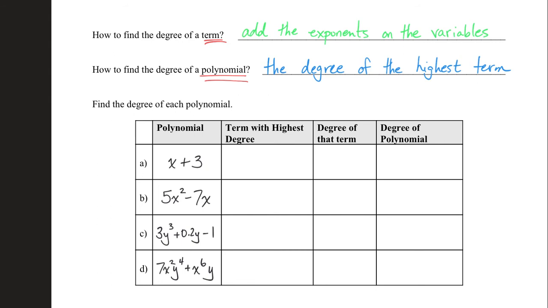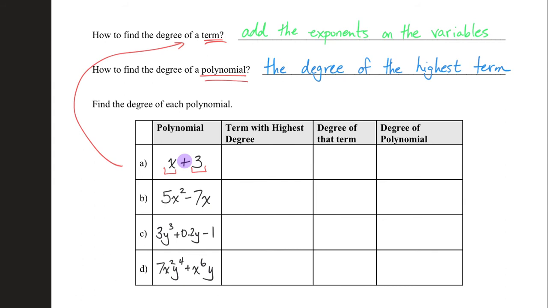Okay, so now I need to figure out how many terms there are. I go straight to my addition symbol. That separates my terms, and so I know I have one term and I have another term. The next column says find the term with the highest degree. So I'm going to go back up to my definition of how to find the degree of a term, and it says add the exponents on the variables.